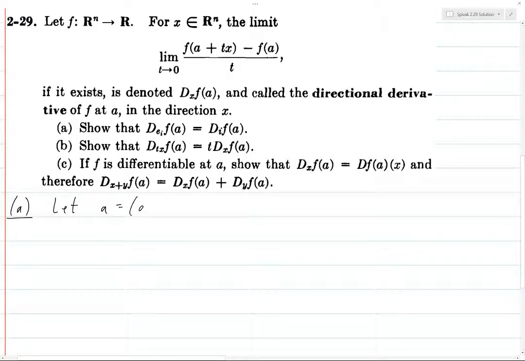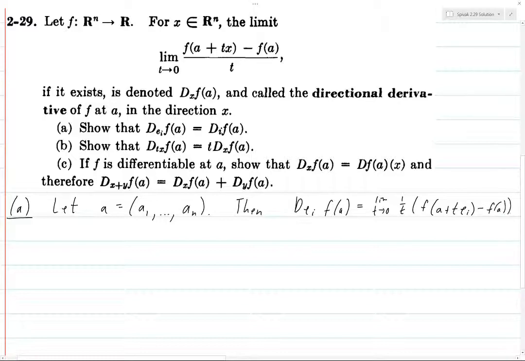suppose we have this point a, and we'll call it a1 through an. Then, if we look at D_{e_i} f of a, this is by definition the limit as t goes to 0. Now I need to write the 1 over t out front just because that way I have room to actually write everything. And then in the numerator, we'll have f of a plus t times e_i minus f of a. Okay, so what does this actually look like?